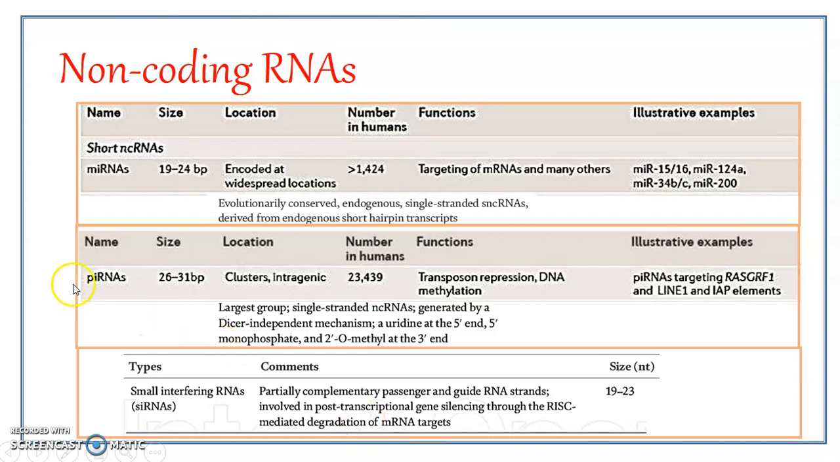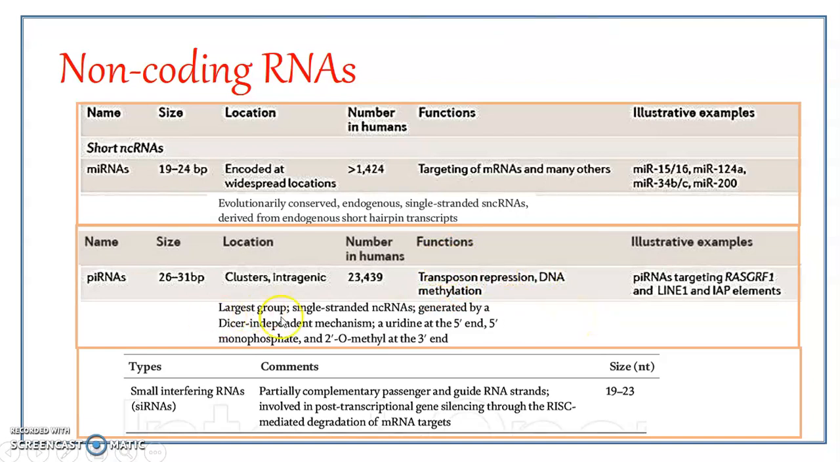In this presentation, we'll be looking into piRNAs. The piRNAs range in size from 26 to 31 base pairs, and they're usually found in clusters grouped together within the intragenic regions. They help in repression of transposons and also methylation of DNA.